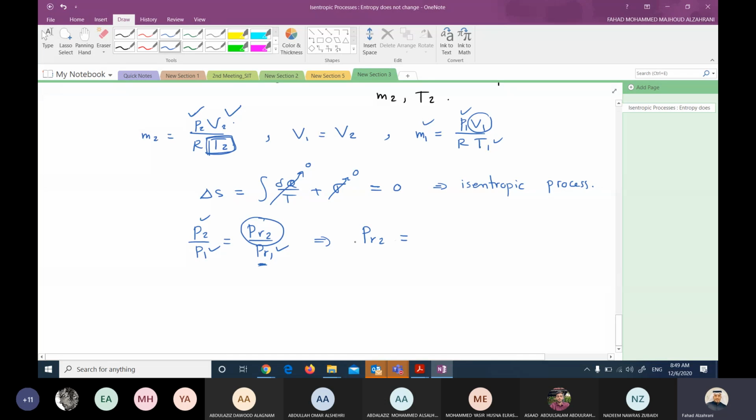I will give you the final answer here: 1.6822. Then at PR2, I can find T2 as 317 Kelvin. This is all from table A17. You might need to do some interpolation to find T2. Done. Here we find T2, then go back and find M2. All right, I'll give you the final answer: M2 equals 1.58 kilograms.